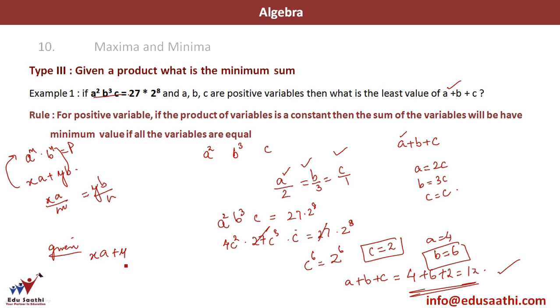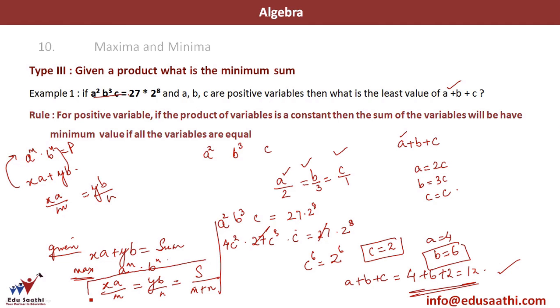Similarly, in case you are given xa plus yb equals to the sum, and you have to find out the maximum value of a raised to power m into b raised to power n, what will I do? I will divide xa with m, yb with n, and the sum would be divided into m plus n parts. This is very, very important for solving the questions related to this type.